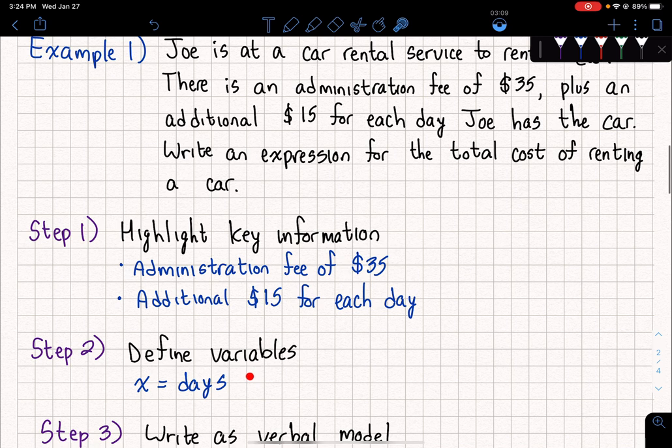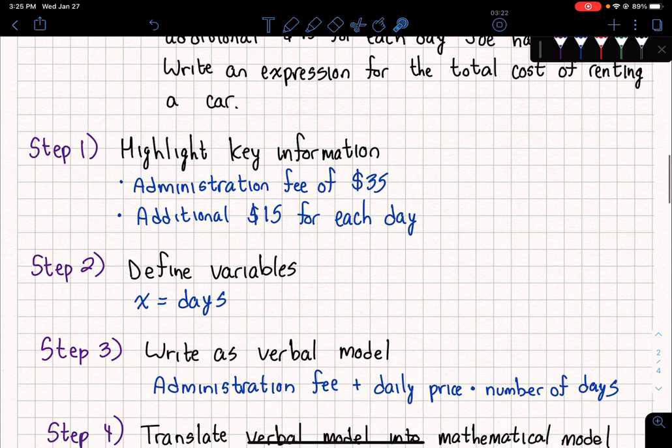Step 2, we're going to define our variables. All of these expressions are going to have unknown variables. And in this problem, our unknown variable is the days. That's going to be our x here. So next we are going to write it as a verbal model.